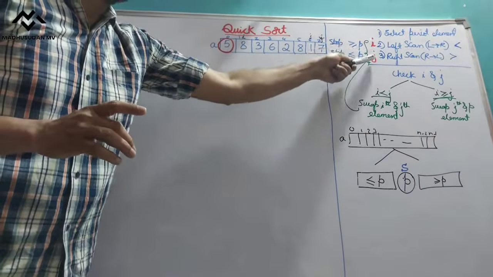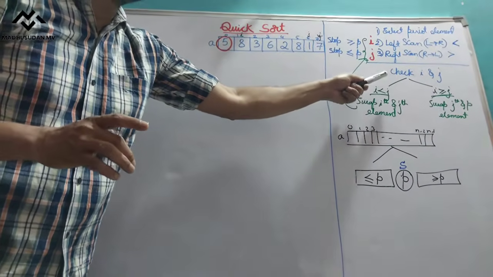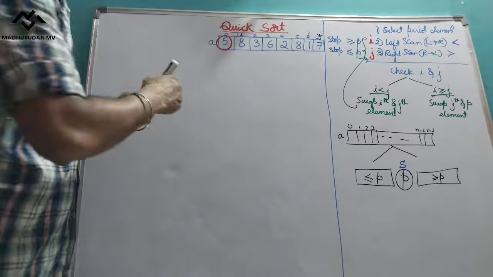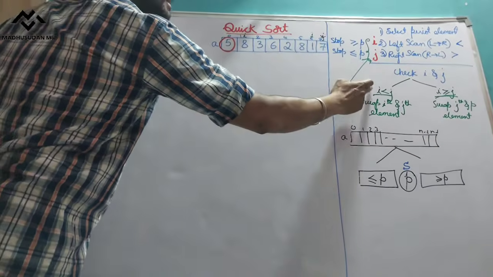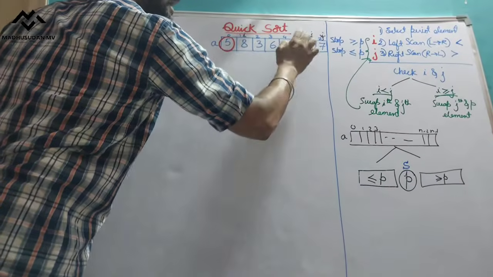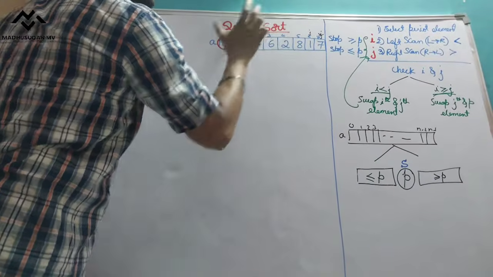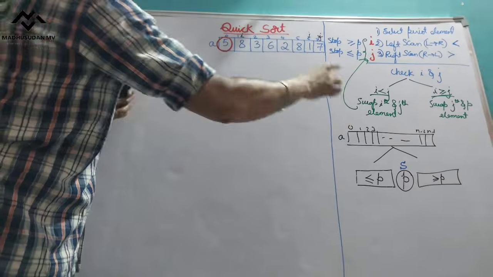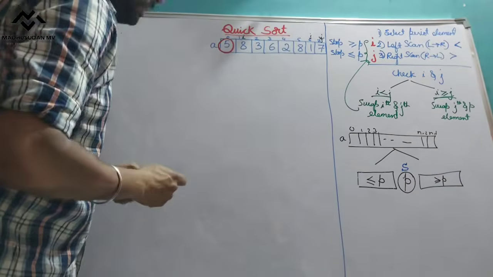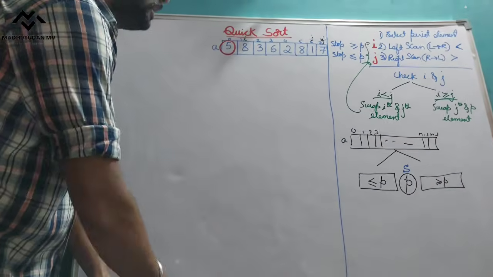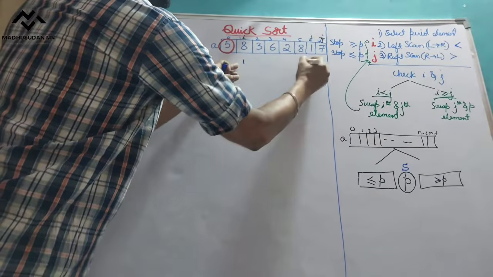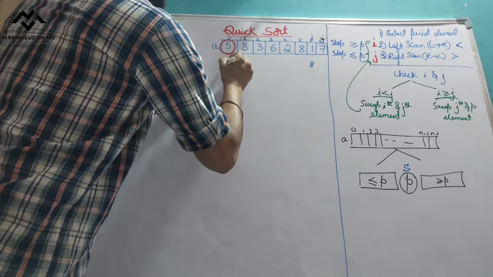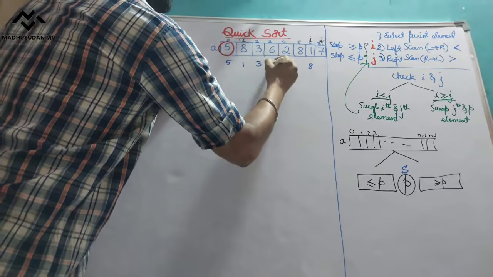After stopping both the left and right scans, what to do? Check i and j. The value of i is 1, and the value of j is 6. Is i less than j or greater than j? i is 1, j is 6, so i is less than j. So what to do? Swap the ith and jth elements. If you swap them, these two elements are swapped: here 1, here 8, and the remaining elements stay as they are.